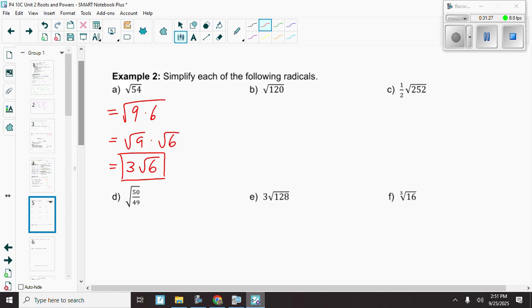I'm taking a look at 4. I can write 120 as 4 times 30. Then I'm just going to split my radicals into two individual ones. I'm going to take the square root of 4, which is 2, and then I'm left with root 30.